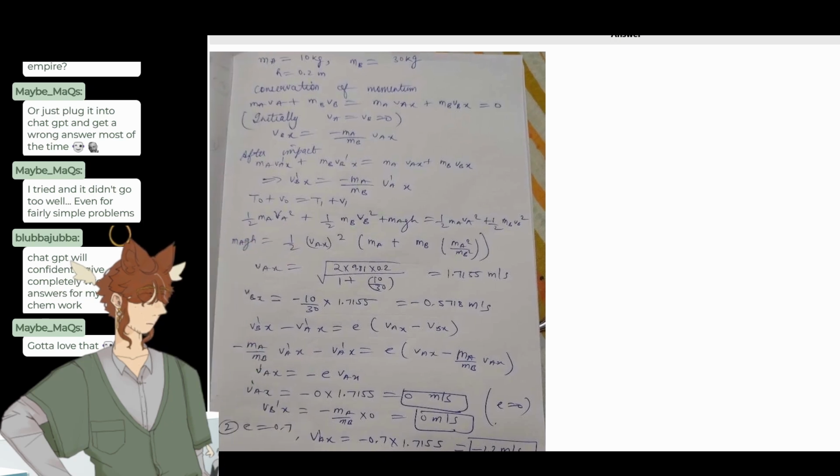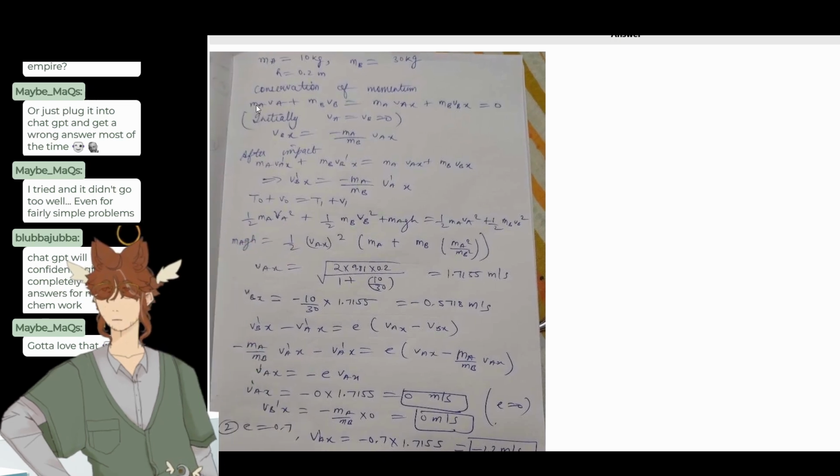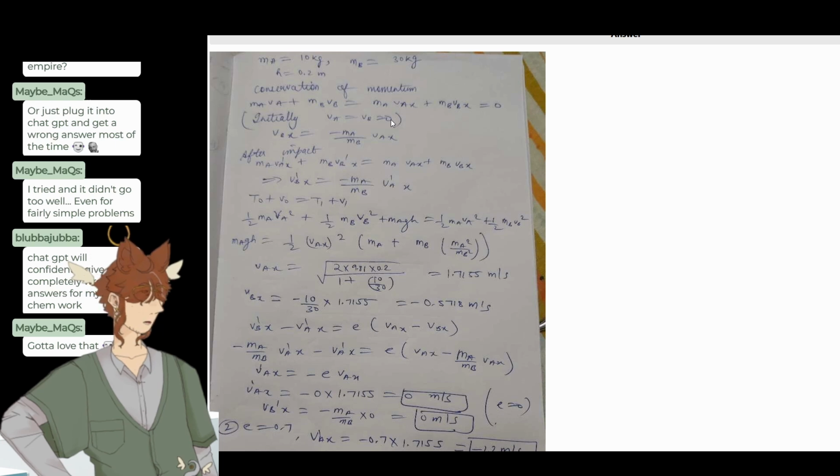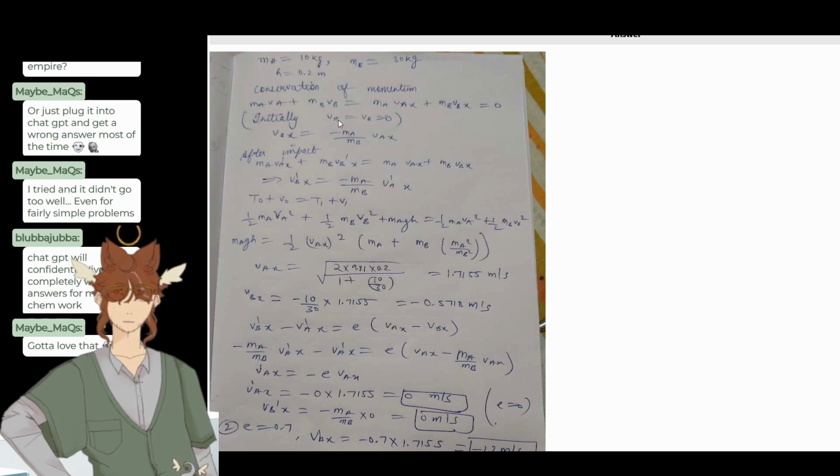There we go. Okay, so we have conservation of momentum. MA VA plus MB VB equals MA VAX plus MB VBX. Sure. Initially, VA equals VB equals 0. What? VA equals 0? Why would VA equal 0? What? VBX equals... Oh, okay.